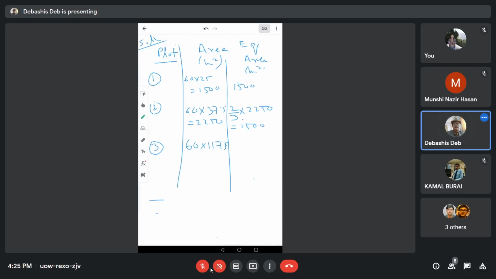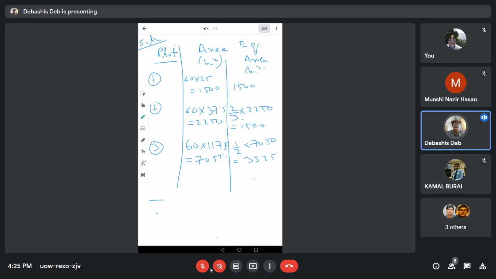Now it is coming. Area of 3, 60 into this, it is 7050 square meter. So it will be half into 7050. It is coming 3525. Up to this, it is okay.